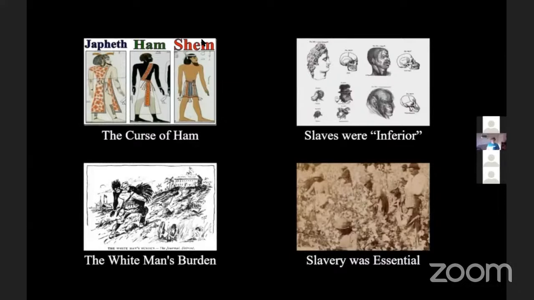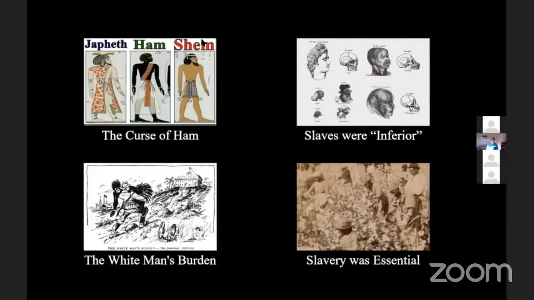Another argument was that black people were genetically inferior to white people. Many scientists at the time had conducted experiments trying to prove this, but none of them ever yielded any real results. The white man's burden was an ideology that many white people had. The gist of that was that slavery is important because it is used to educate and civilize black people, who they viewed as primitive savages.